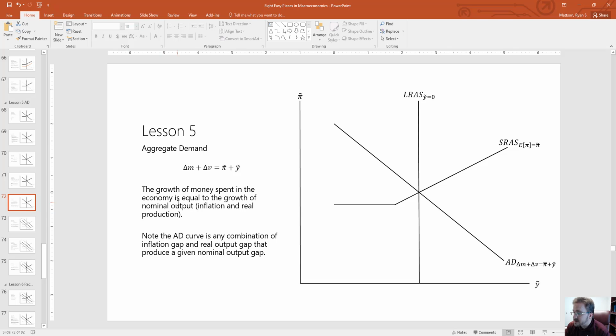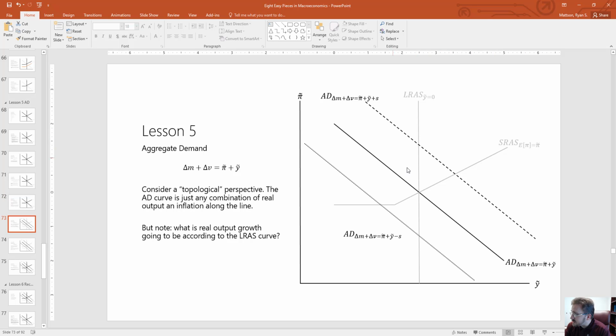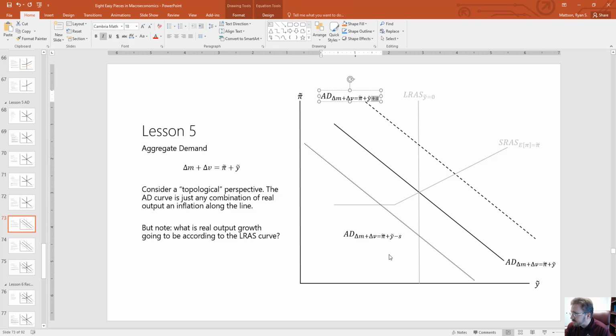Okay, so the growth of money spent in the economy then is equal to this nominal output. So the AD curve is any combination of this inflation gap and real output gap that produces a given nominal output gap instead of the real output gap. So what shifts this? We can think of this in terms of potential movements of this actual curve. So the AD curve is just any combination, again, of output and inflation along these lines put into gaps. And we could have, say, a positive shock to this. I'll have a plus S, or a negative shock to this.